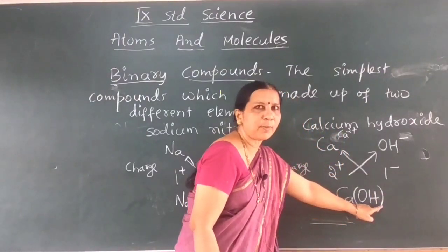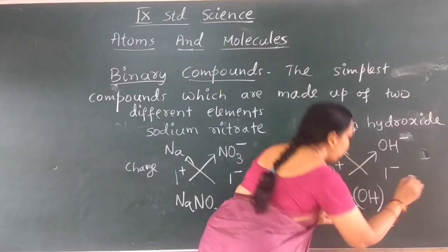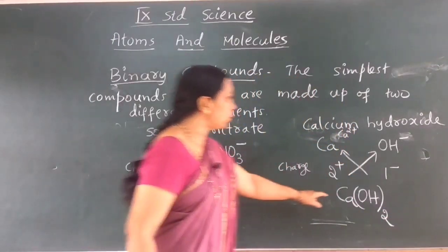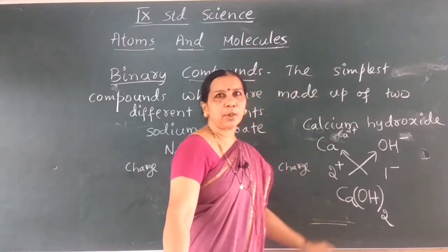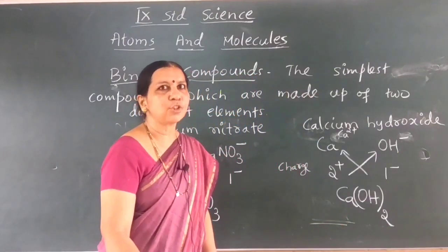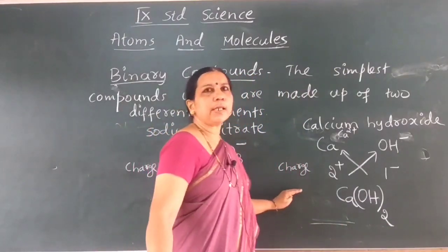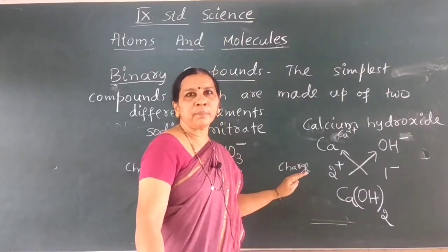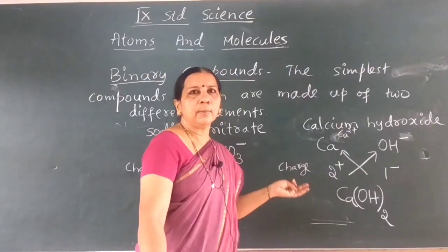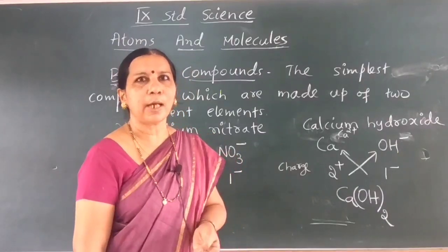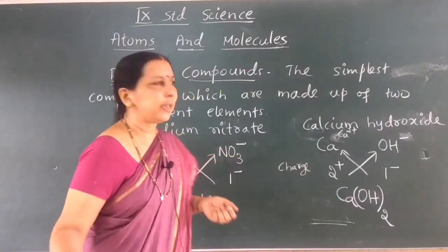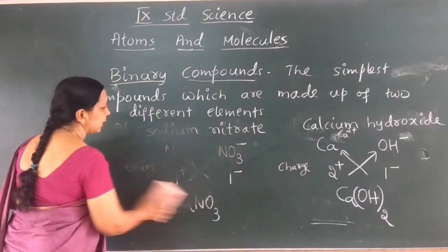See, it must be in the bracket. Then write the number to indicate the ratio. So Ca(OH)2, how to read it? Calcium hydroxide, Ca(OH)2. Like this, we can write ammonium sulfate also, and many other compounds are given in your textbook. You have to write the formulae for those chemical compounds.